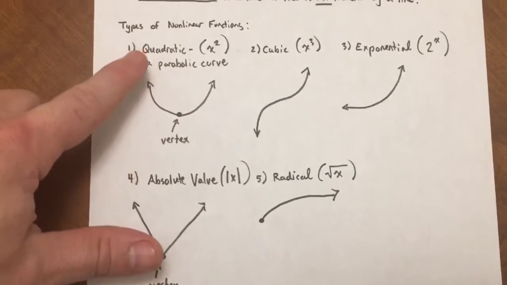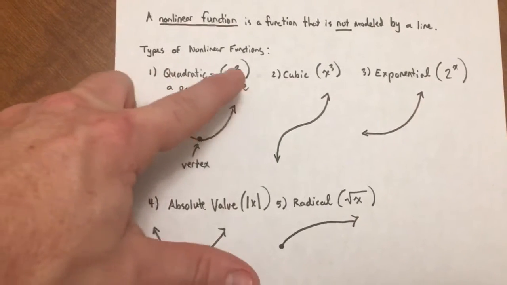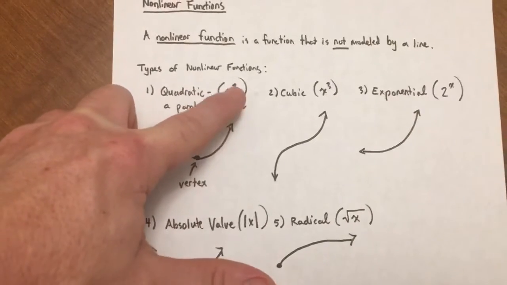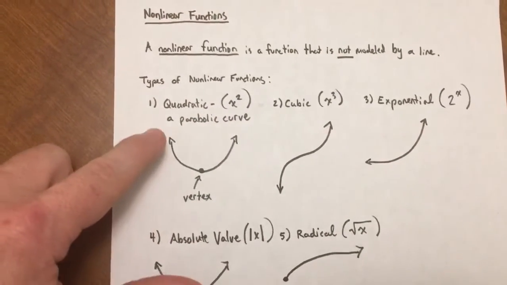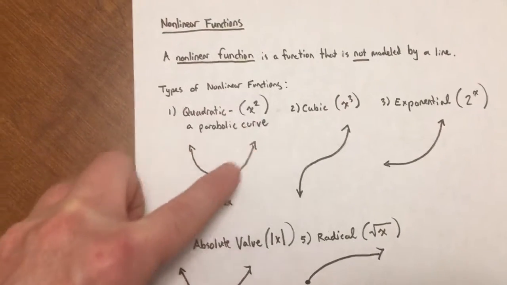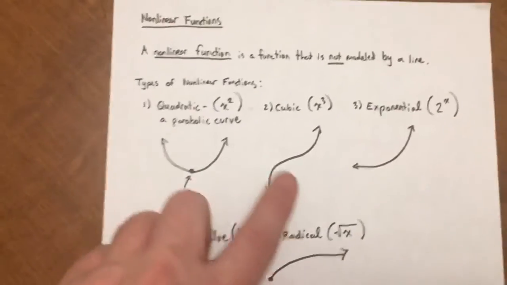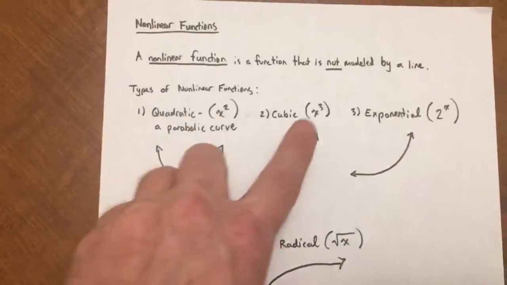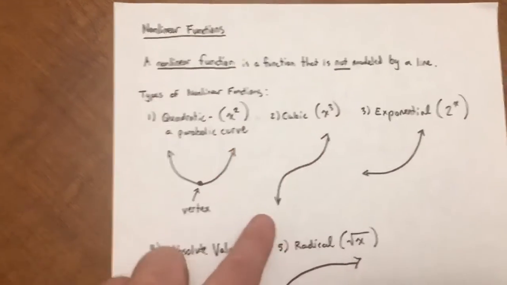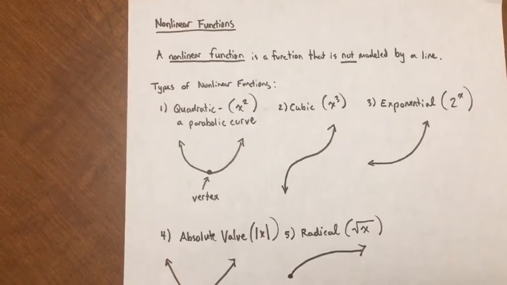So the first one's called a quadratic function, and the reason why it's called quadratic is because it has to do with the operation of squaring a variable, and the behavior ends up being what's called a parabola or a parabolic curve, which is just a U-shaped behavior. The second type is a cubic function, which is when the input variable is raised to the third power. So you get this weird backwards S curve for number 2.